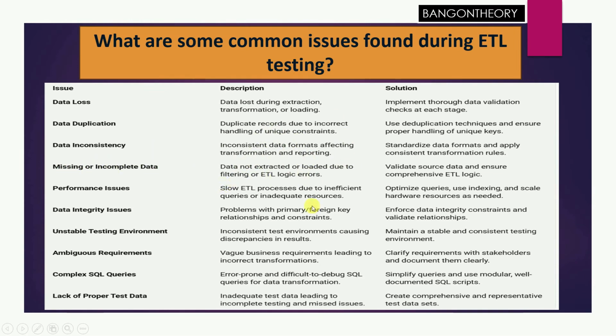Missing or incomplete data: validate source data at every layer. Performance issues: we can optimize queries. Data integrity issues: we can enforce data integrity constraints, and we might face different issues with primary and foreign keys. Unstable testing environment: maintaining a stable and consistent testing environment is very important. Ambiguous requirements: it is important to clarify requirements with stakeholders and document them clearly. Complex SQL queries: simplify queries and use a modular approach. Lack of proper test data: it is very important to create comprehensive and representative test data sets.